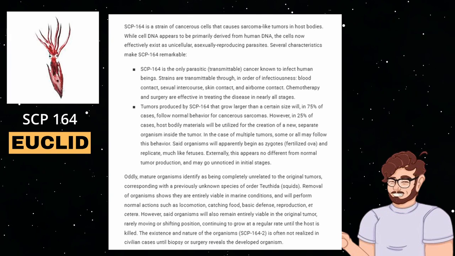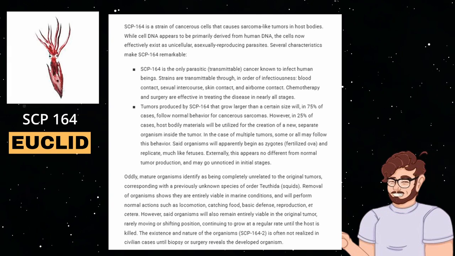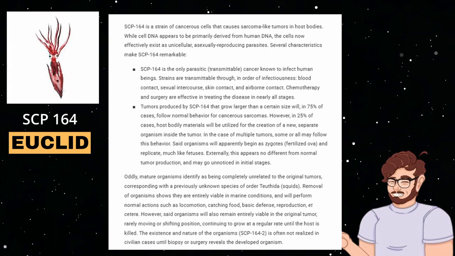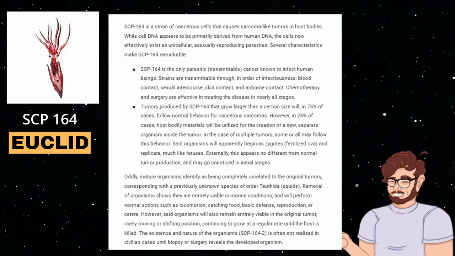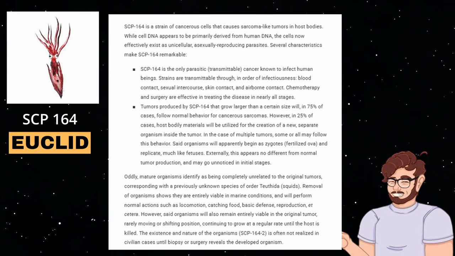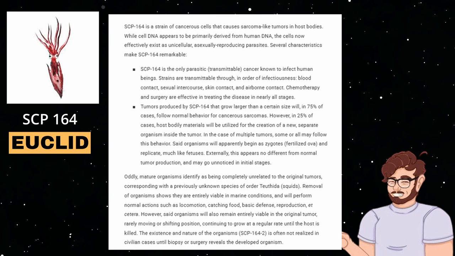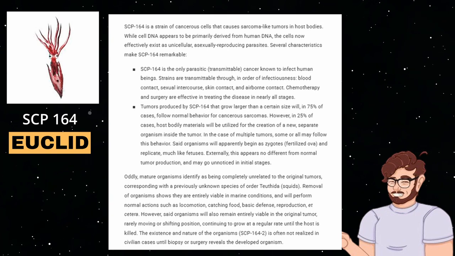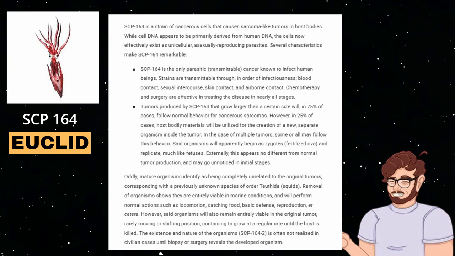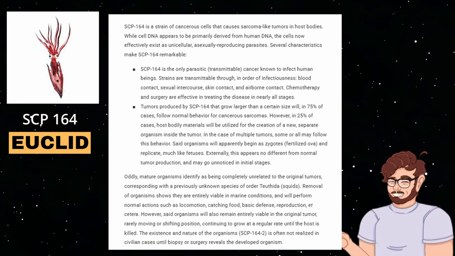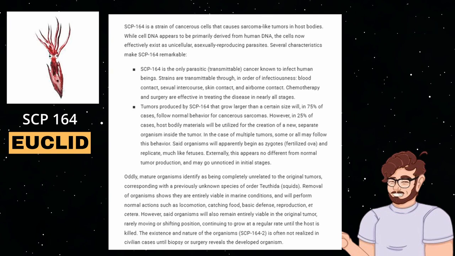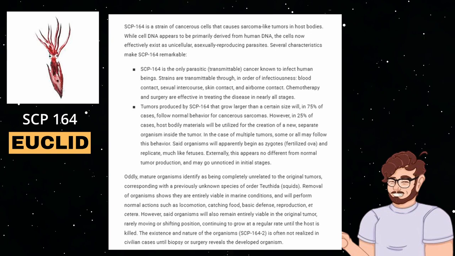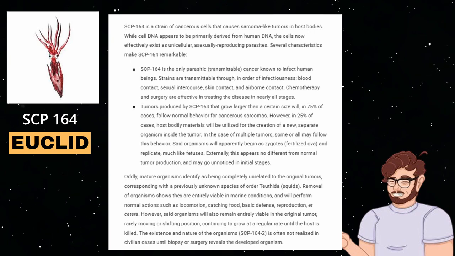Chemotherapy and surgery are effective in treating the disease in nearly all stages. Tumours produced by 164 that grow larger than a certain size will, in 75% of cases, follow normal behaviour for cancerous sarcomas. However, in 25% of cases, hostile bodily materials will be utilised for the creation of a new, separate organism inside the tumour. In the case of multiple tumours, some or all may follow this behaviour. Said organisms will apparently begin as zygotes, fertilised ova, and replicate, much like fetuses. Externally, this appears no different from normal tumour production, and may go unnoticed in initial stages.